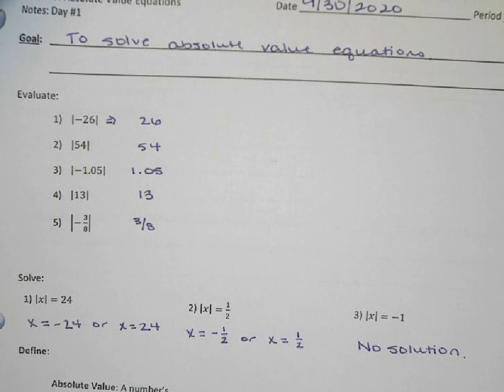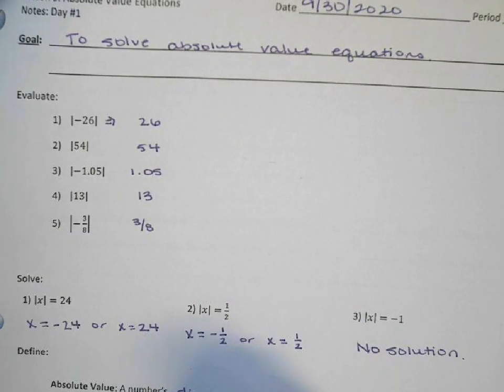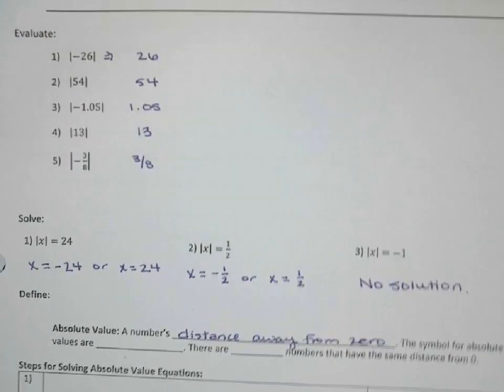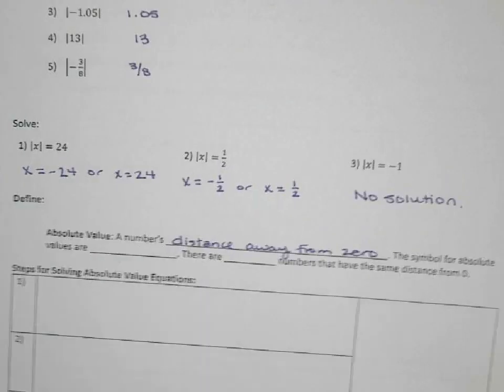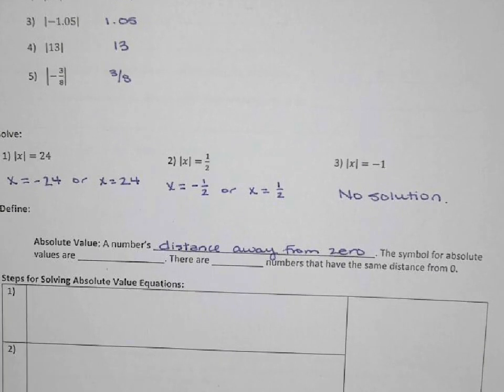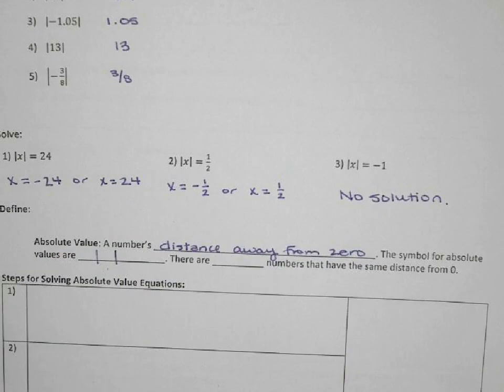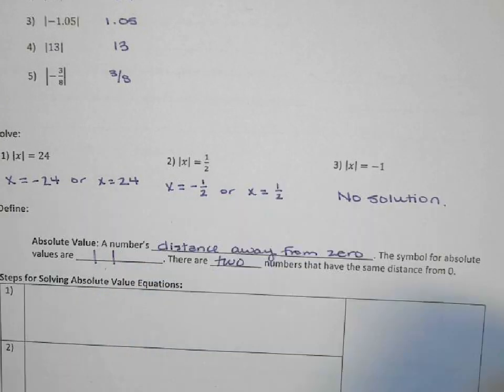So absolute value is a number's distance away from 0. Oh, you guys can't even see what I'm writing. The symbol for absolute value is brackets that look like this. Okay. And there are always, well, I shouldn't say always, there are two numbers that have the same distance from 0. If it's a negative, there's none. And if it's 0, there's just 1.